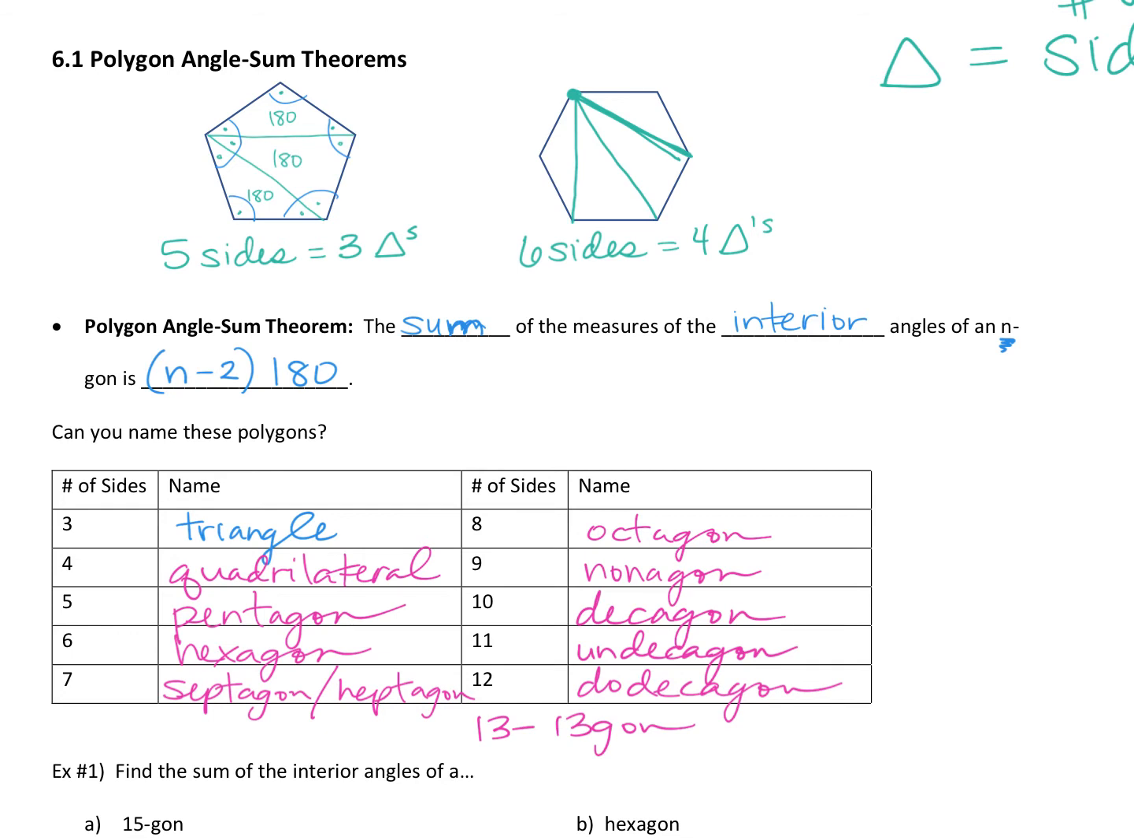Anything beyond that, 1,000-gon, 1,000,000-gon. Good luck trying to draw one of those. But anything beyond 12, you just call the number-gon. I don't know why they didn't just do that for all of them. They got to be fancy. But yes, that's the scoop.